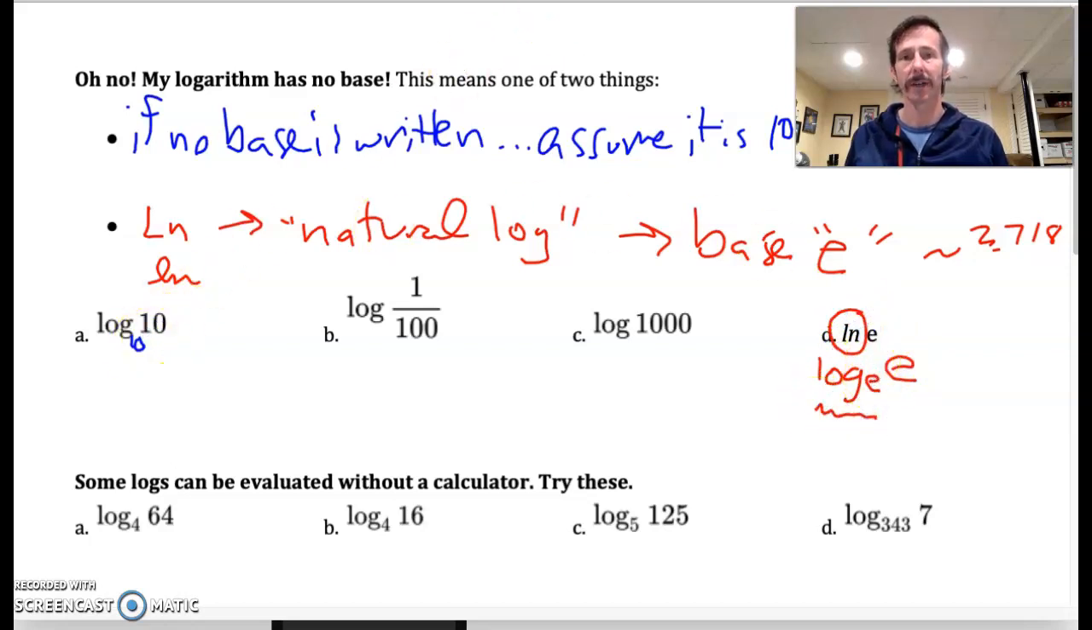All right, now we're going to try to answer these without a calculator and just asking ourselves the question that's been reiterated, and that is, this is going to be an exponent, because that's what a log is, a fancy word for exponent.